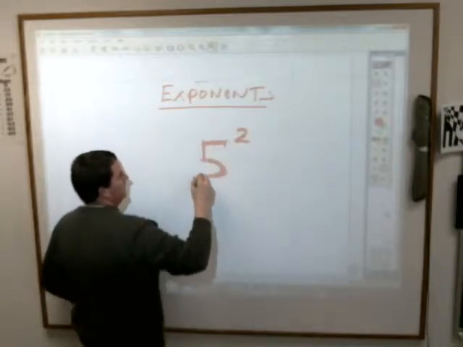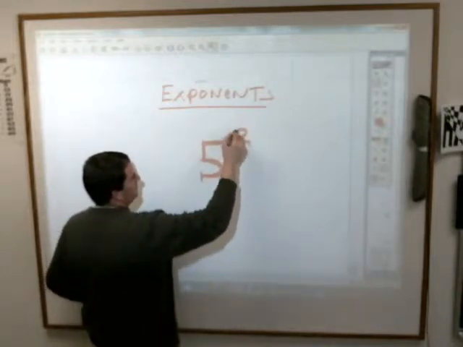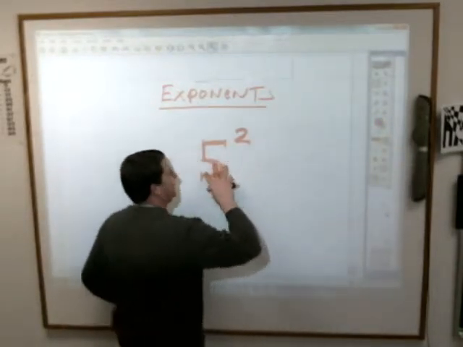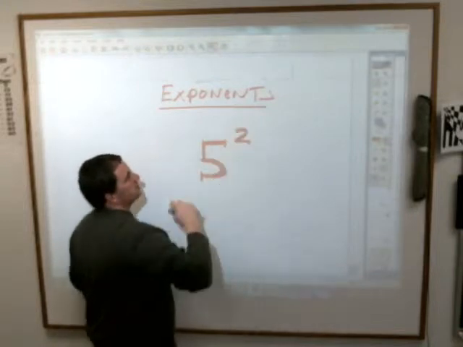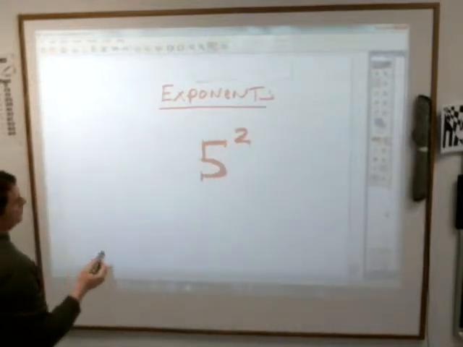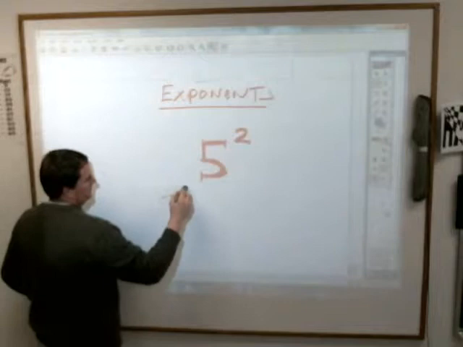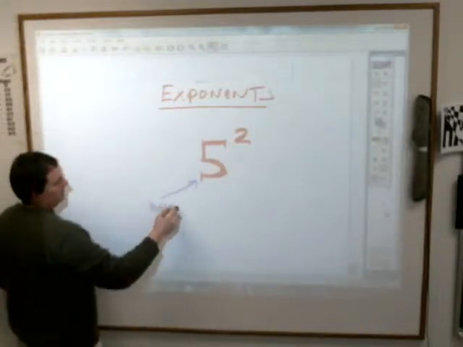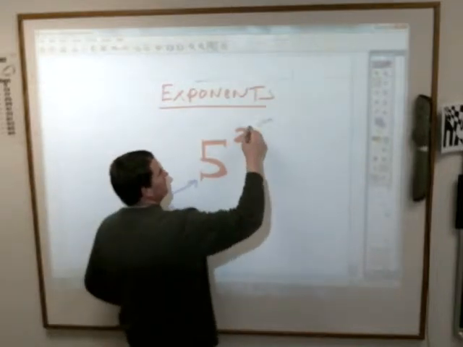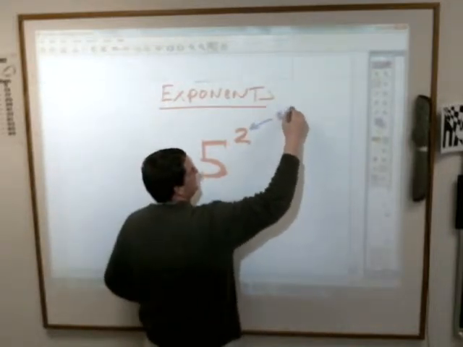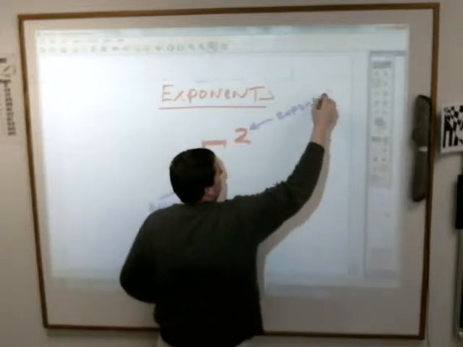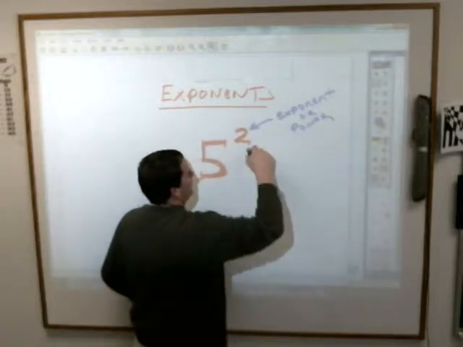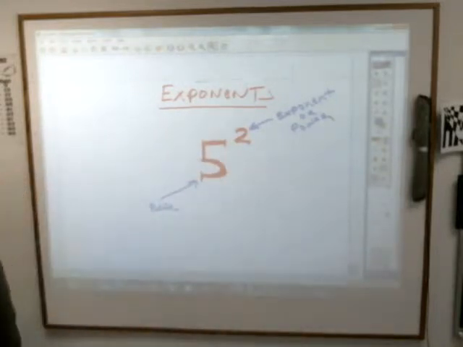Every now and then in math, you run across something that looks like this. It's got a big number, and then in the upper right-hand corner, there's a smaller number. And what in the world does that mean? Well, first of all, let's name these things. This big 5 is called the base number. And this right here is called the exponent, or it is also called the power. That too is an exponent or a power.